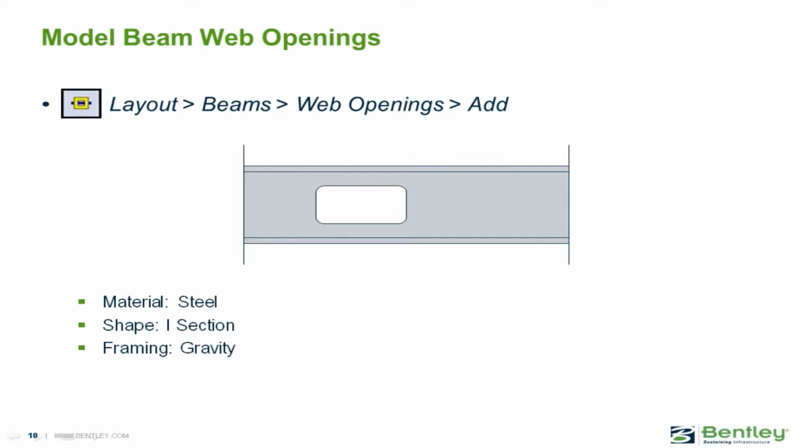In this video, you will learn how to model beam web openings in the RAM modeler. In RAM Structural System, you are allowed to model beam web openings in steel sections. The steel sections must be I sections and they must be designed as gravity members.